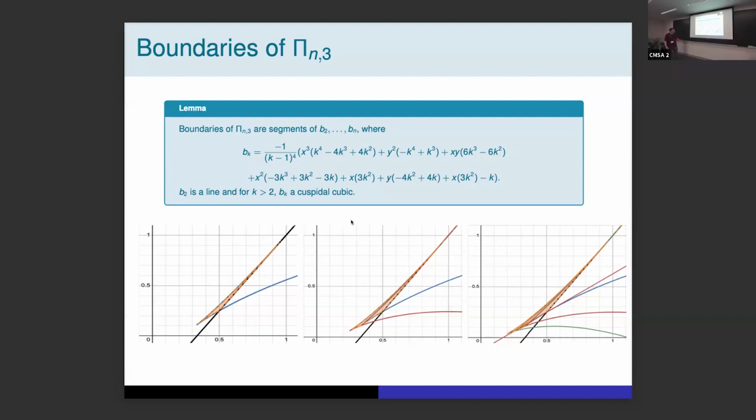Here are some examples. This is pi 3, where we have this one line as a boundary curve, and then in blue, the cubic with a cusp. There's a non-transversal intersection here at (1,1). And then what happens if we go to pi 4,3? We add this additional orange cubic with a cusp, and basically build up, or add on to, this small sliver here. And it goes on like that.